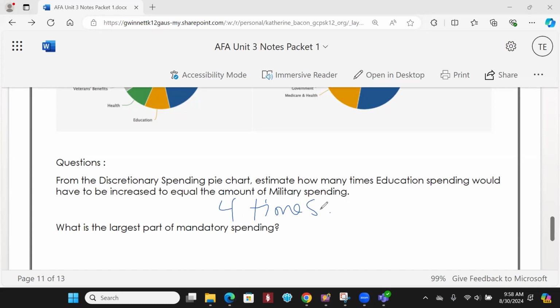Wild. Okay. Now, what is the largest part of mandatory spending? Social Security. What else? Medicare and unemployment.